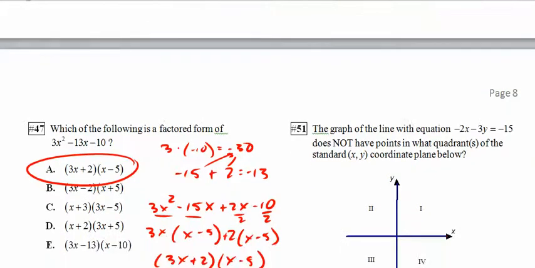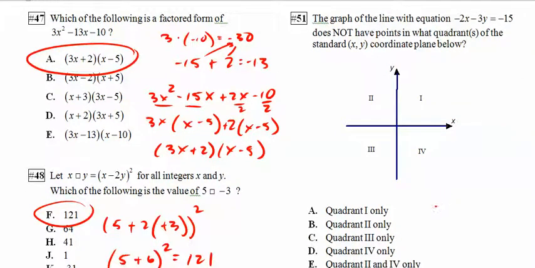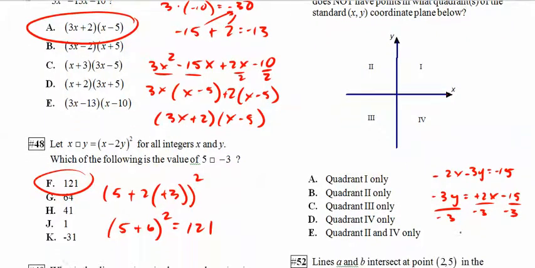Graph of the line with equation does not have points in what quadrant? I got to graph it. First I got to put it in slope-intercept form. Negative 3y equals positive 2x minus 15, over negative 3, over negative 3, over negative 3. Y equals negative 2/3 x plus 5.